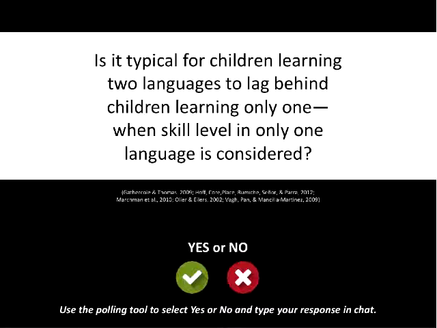So this is a little bit different from the previous question. Is it typical for children who hear two languages to lag behind monolingual children learning only one language when you just look at the skill level in that one language? So if I compare a bilingual child's English to monolingual children learning English, should I expect that the bilingual child will look like he's a little bit further behind?